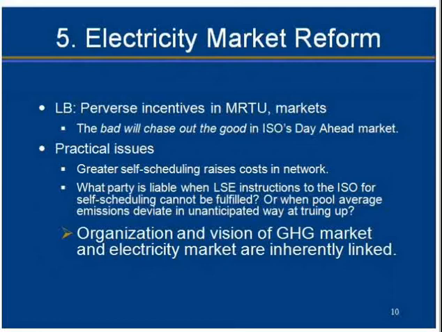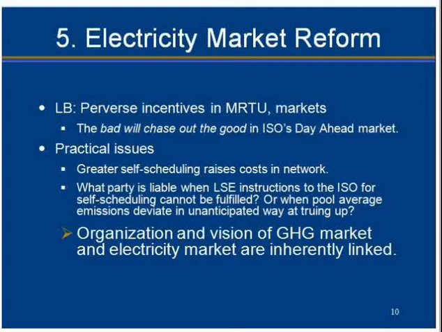And the reason that the bad will chase out the good, what that means is that imagine that you are a dirty generator with a high emissions rate. Then if there was a power pool, you would have the incentive to sell your power into that power pool, because on the other side of the pool, when the load-serving entity goes to that power pool, it cannot distinguish where it is getting the power from. It's buying power from the pool.